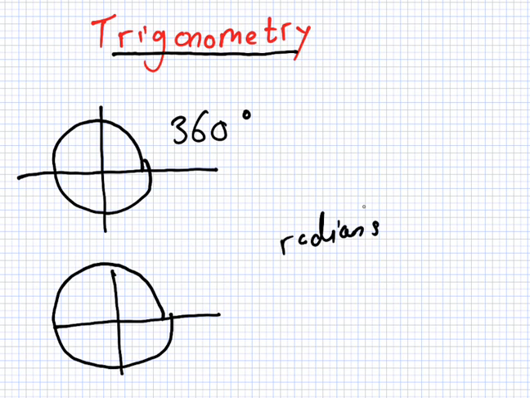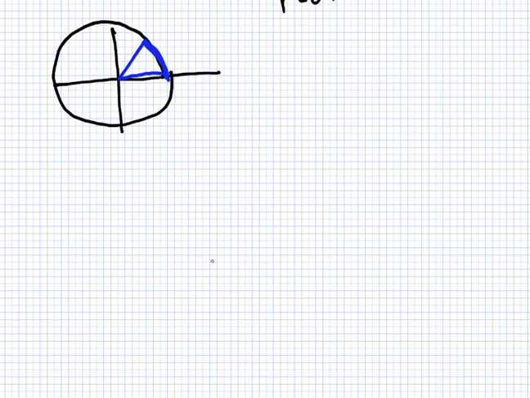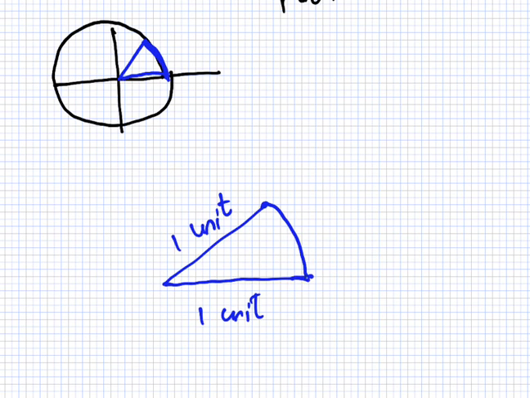And radians are useful because, for example, here, this is 45 degrees, okay? Whereas when we use radians, what we're actually measuring is this distance here. So, if I just draw that again a little bit bigger, when this is 1 unit, and this is 1 unit, and this is 1 unit, then what we say is we call this angle here 1 radian.